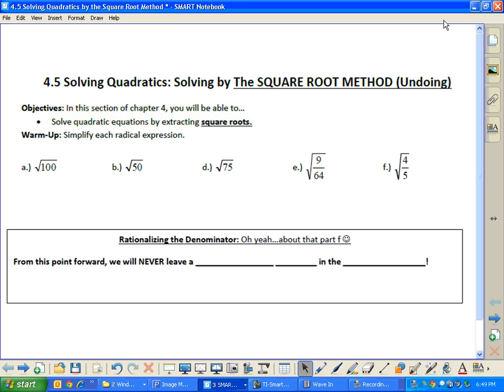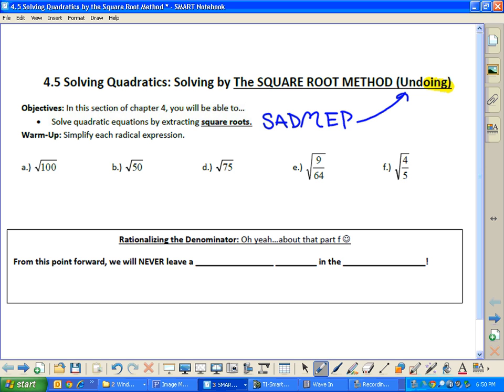Now we're talking about the square root method for solving. Some books call it solving by undoing. I also say that the technique we have for this is just SADMAP. We're going to go backwards through the order of operations to undo or isolate the variable. SADMAP, you know that's PEMDAS backwards, right? We use this when we solved absolute value equations.